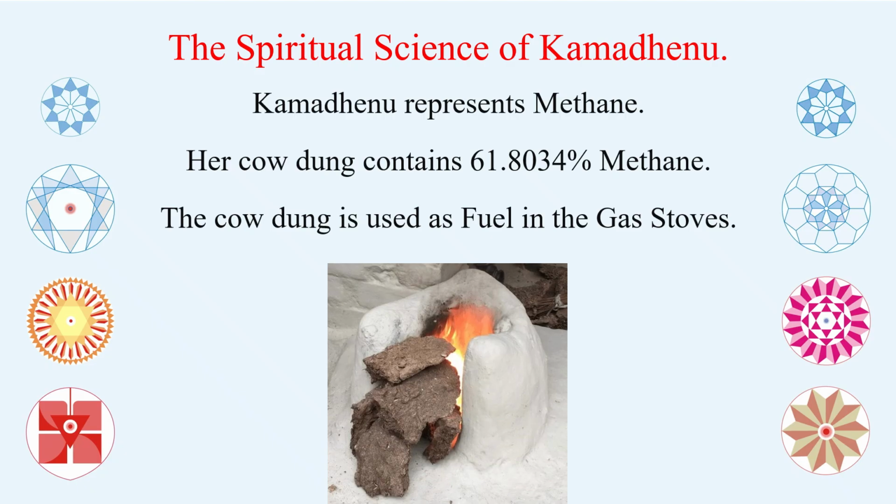The cow dung is used as fuel in gas stoves. You can see the picture very clearly in India. Cows are found everywhere, and cow dung is collected, made into cakes, and then used for cooking purposes. And this is the first basic example of gas stoves made of cow dung, which use methane gas as such.